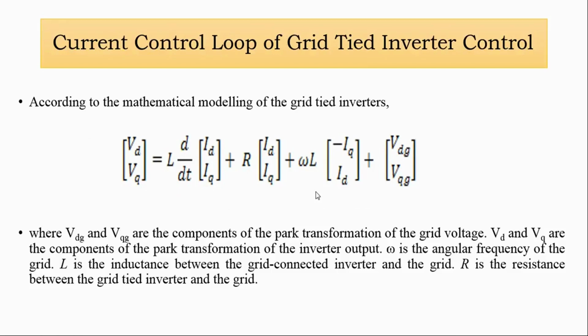These are some important equations of the current control loop available in all the literature. These are the components of the Park transformation, where VD and VQ are the components of Park transformation of the inverter output. Omega is the angular frequency of the grid. L is the inductance between the grid connected inverter and the grid, depending upon the length of the line, and R is the resistance between the grid tied inverter and the grid itself.